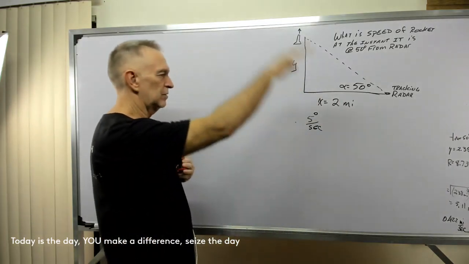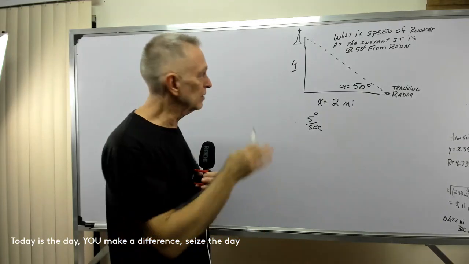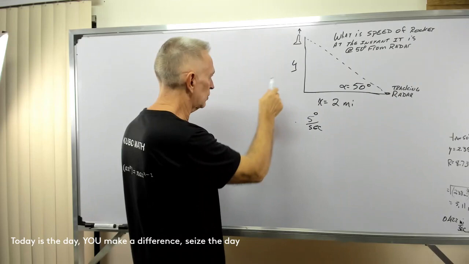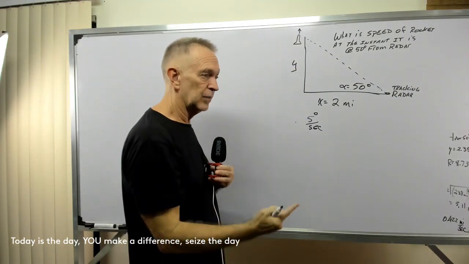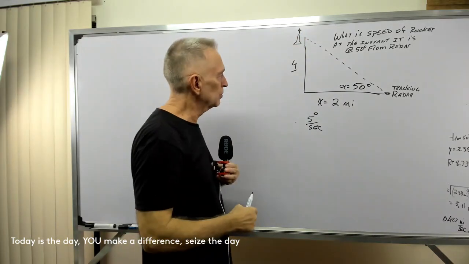So it's moving pretty quick, okay? So how quick is that? So if they're wanting the speed of the rocket, well, that's going to be dy/dt, the rise or change in that height with respect to time.